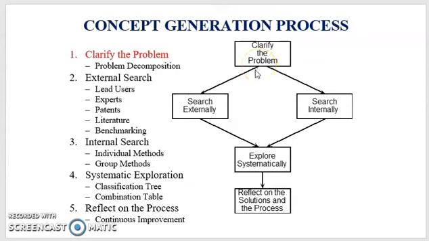Concept generation uses a 5-step approach as shown in this flowchart. This approach breaks a complex problem into simpler sub-problems. Solution concepts are then identified for the sub-problems by external and internal search procedures. Classification trees and concept combination tables are then used to systematically explore all the alternate solution concepts.